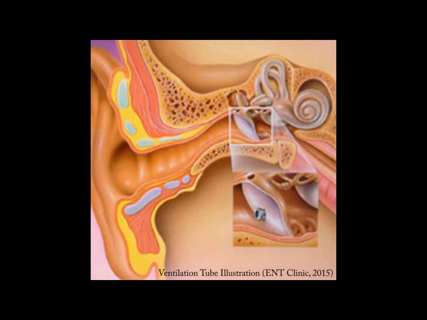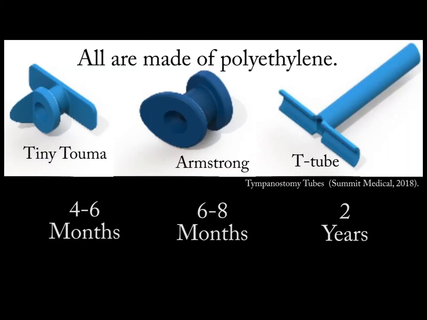These tubes will remain in the ear until the body's healing processes push them out of the ear, or depending on the tube, they may need to be surgically removed. The tubes are designed to last a certain amount of time depending on the patient's needs. Here we have 3 different tubes: the Tiny Tuma, the Armstrong, and the T-tube. They are all made of polyethylene. The Tiny Tuma is designed to last 4 to 6 months, while the Armstrong is 6 to 8 months, and the T-tube is designed to last 2 years.